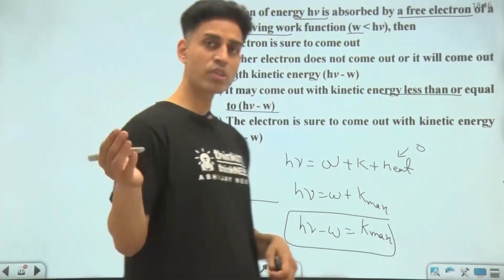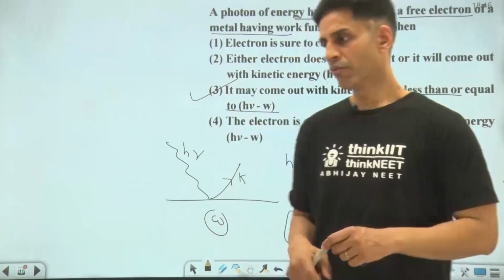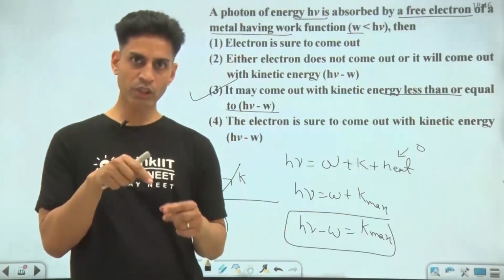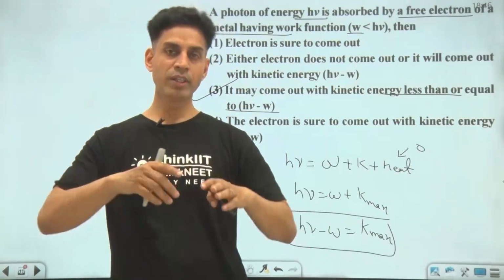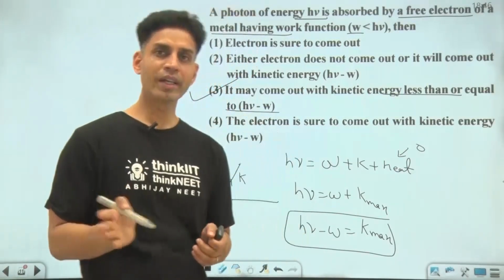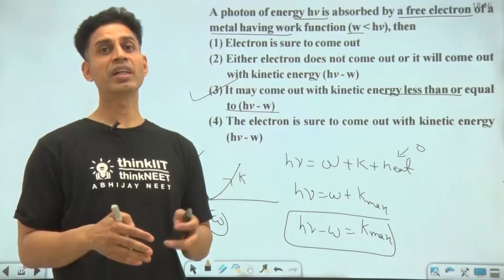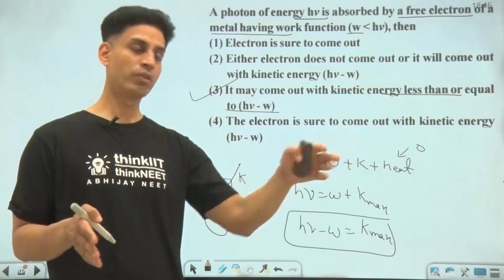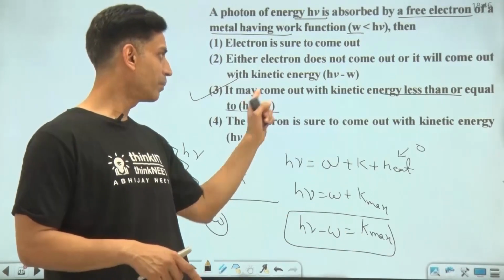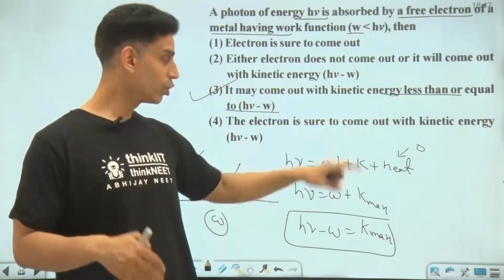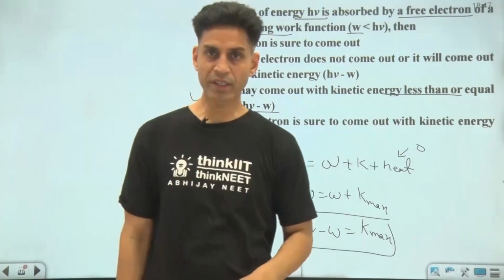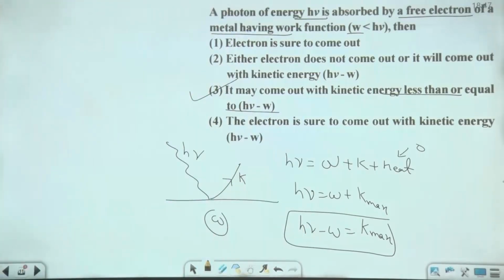Actually, according to Einstein, one photon interacts with one electron, and one photon collides with one electron elastically, and during that one collision, it transfers its complete energy to the electron. So all the electrons come out with different kinetic energies that can have any value from 0 to a maximum value. So it may come out with kinetic energy less than or equal to h mu minus W. Option number 3 is the correct answer. A very good question.